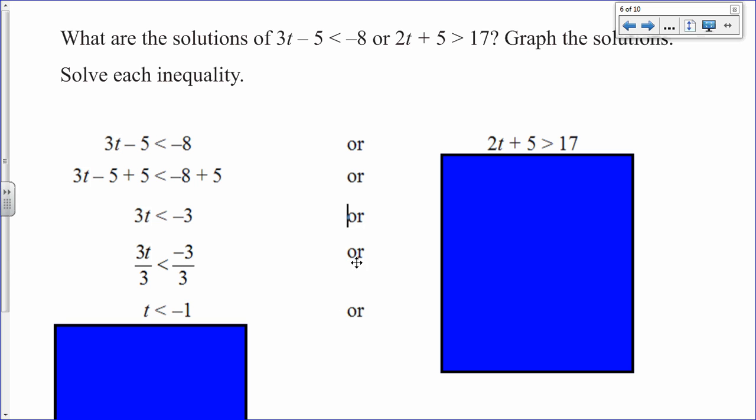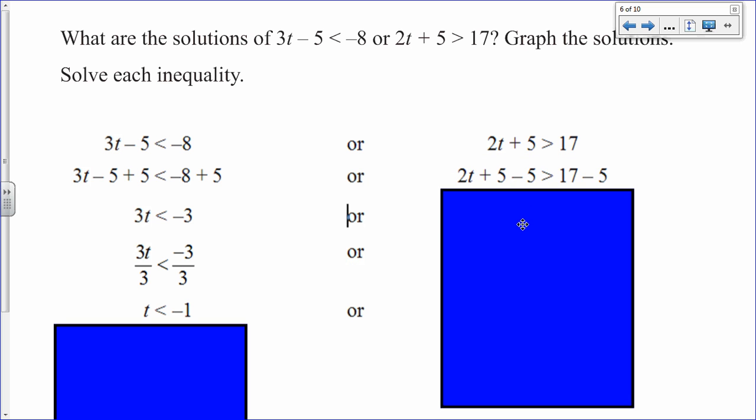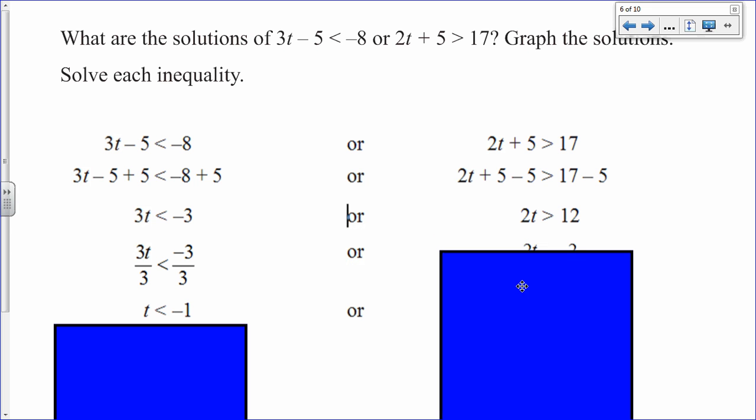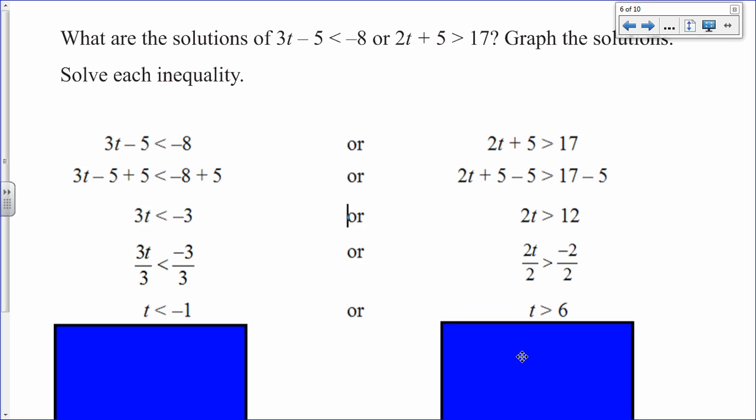The word or needs to be repeated between the two. It's important. Solve the one on the right the same way. Subtract 5 from both sides. 2t is greater than 12. Divide by 2, and we get t is greater than 6.